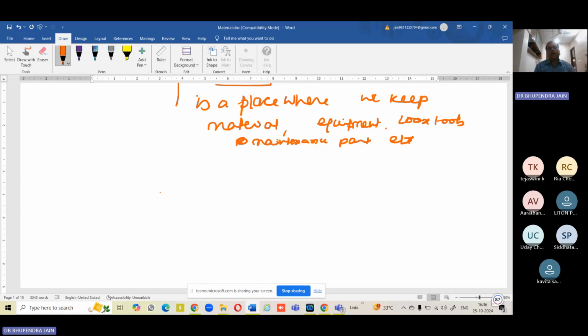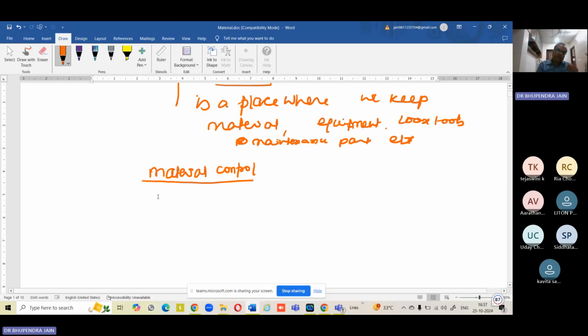Now, for the accounting purpose, we have to use some steps to control the material. In every step, we have to record the transaction in the system. So this is called the store accounting. Now, how will we control the material?